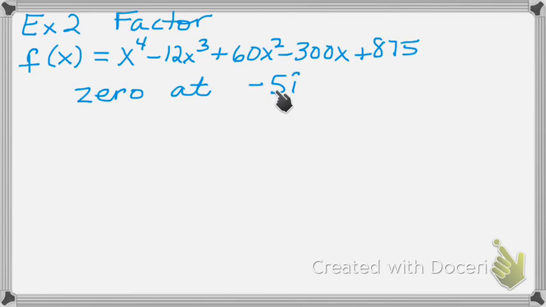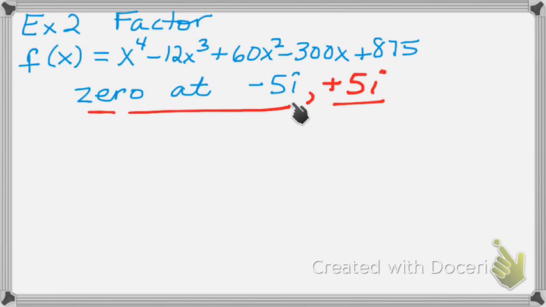But if you have a 0 at negative 5i, you must also have one at positive 5i because imaginary roots don't exist without each other. The conjugates always come as a pair. If this is a 0, then so is positive 5i. Does that make sense? So this one's given to you. This one we figure out on our own because we know they have to both exist. You can't square root a negative without getting a plus or minus in your answer.